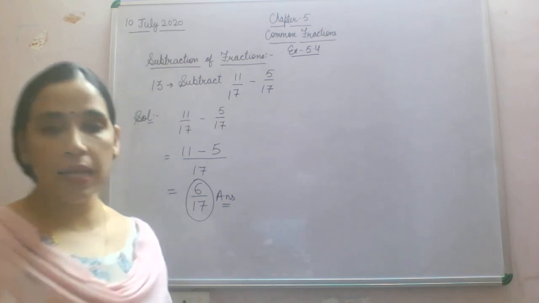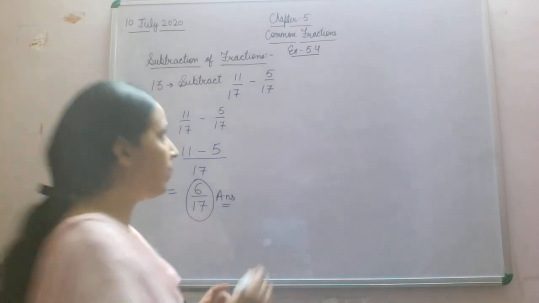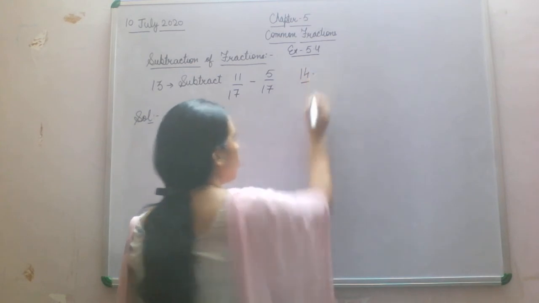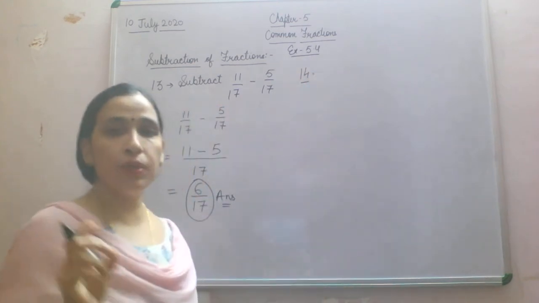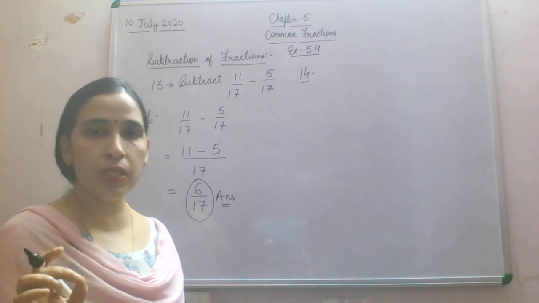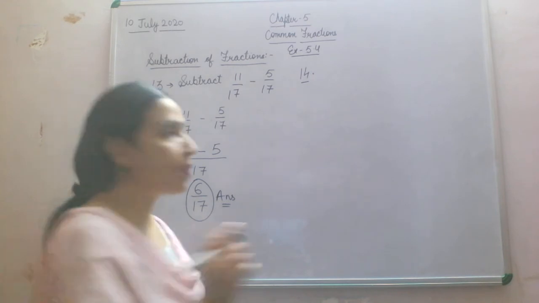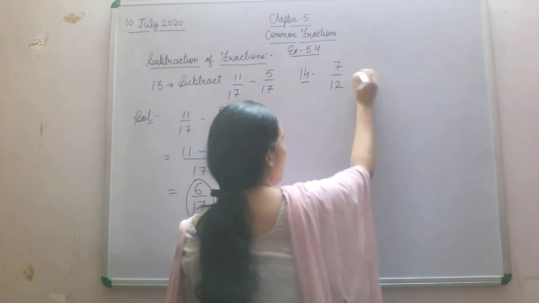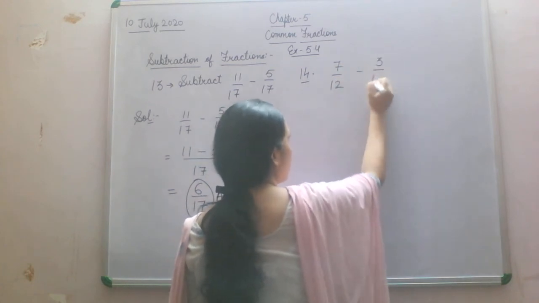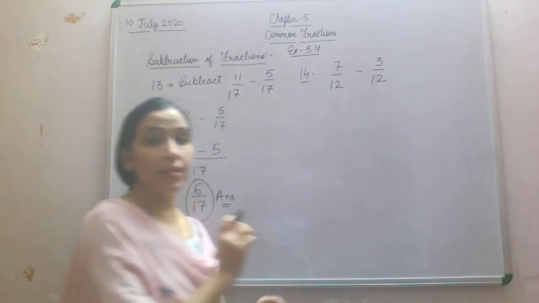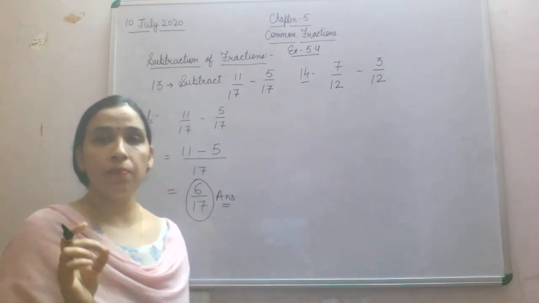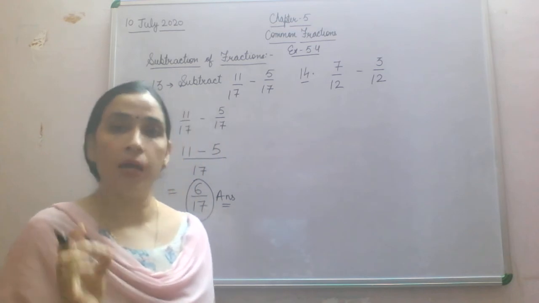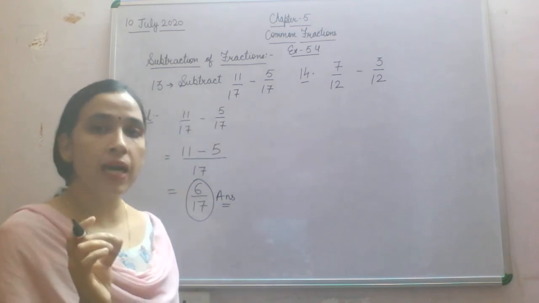So children, just like that, we will take one more example in which you have to reduce into its lowest term also. Now question number 14 is 7 by 12 minus 3 by 12. Again, it is an example of subtraction of like fractions. So let's start this question.